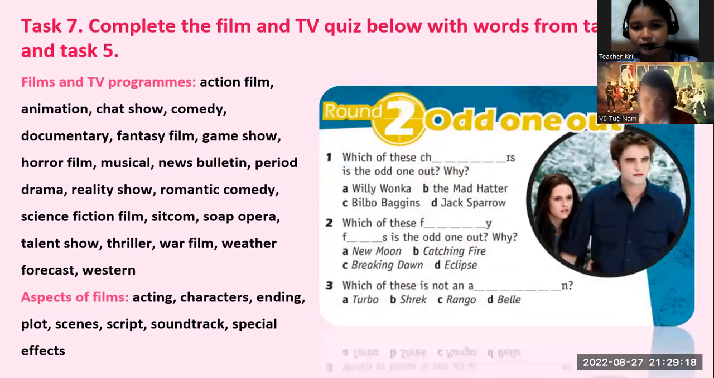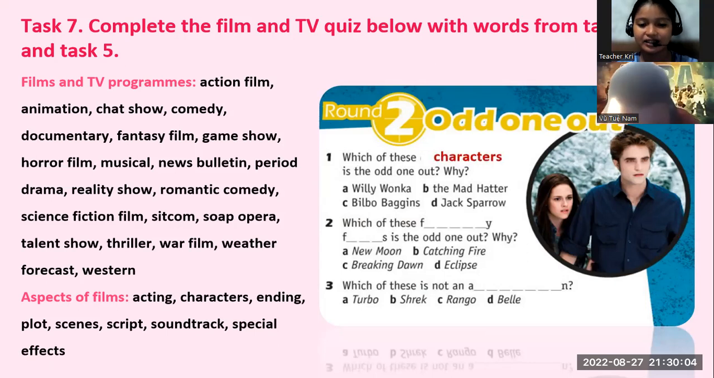Okay, so let's have here round two, odd one out. So you're going to tell me the films and programs or aspects of films. So let's have number one. Characters. Okay, so it's characters. Very good.